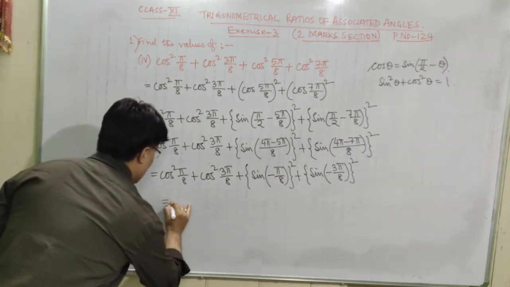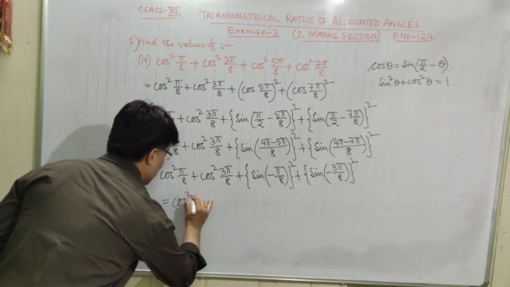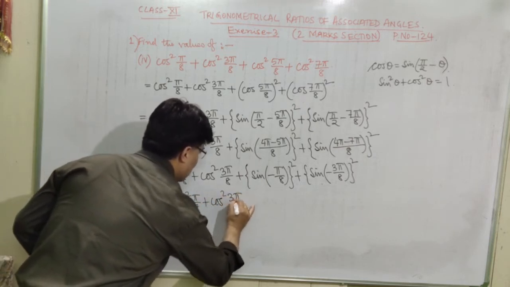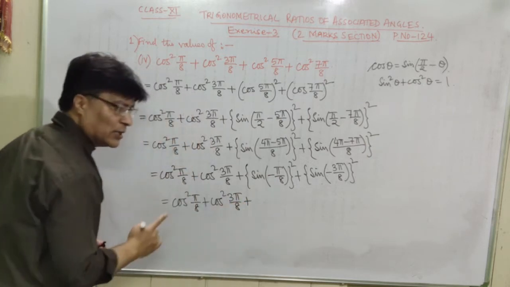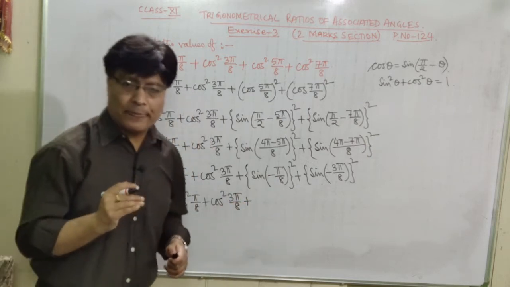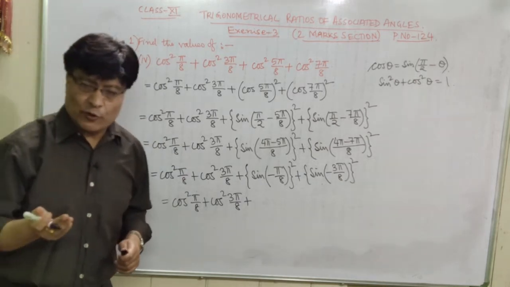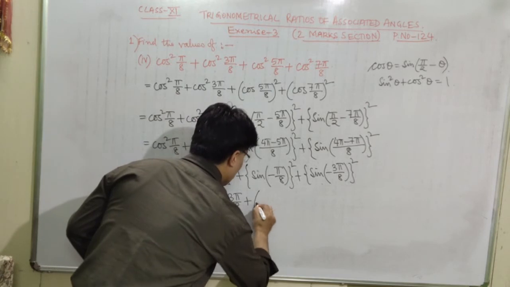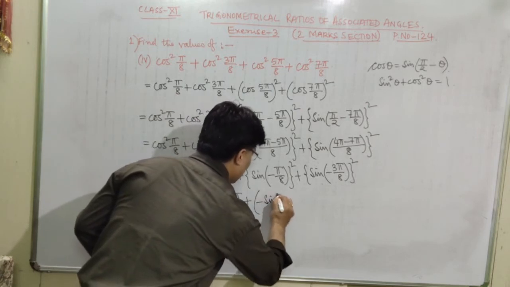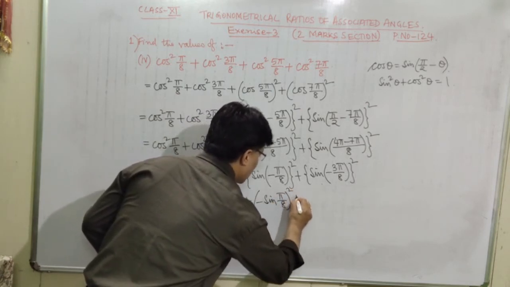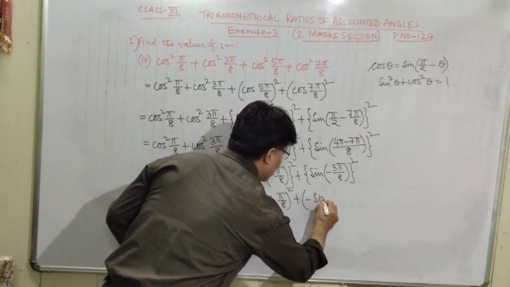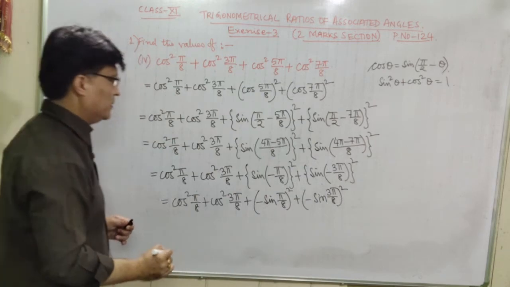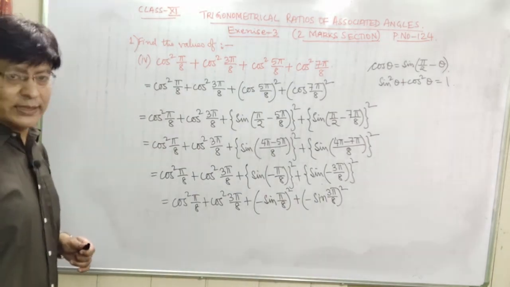Okay. So which is equal to, this is cos square pi by 8 plus cos square 3 pi by 8 plus, what is sine of minus theta? Minus theta always lies in the fourth quadrant, and in the fourth quadrant sine is always negative. So it is minus sine pi by 8 whole square plus, this is also minus sine 3 pi by 8 whole square. So I think I've understood it.